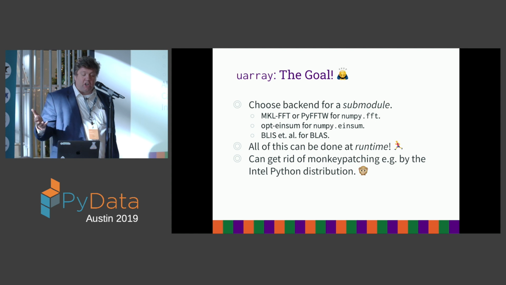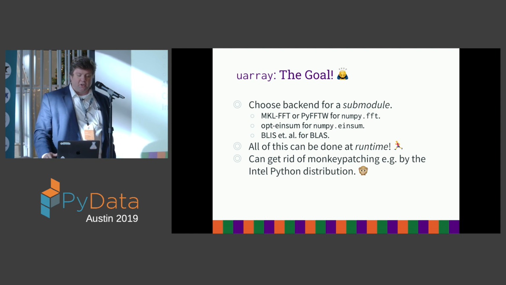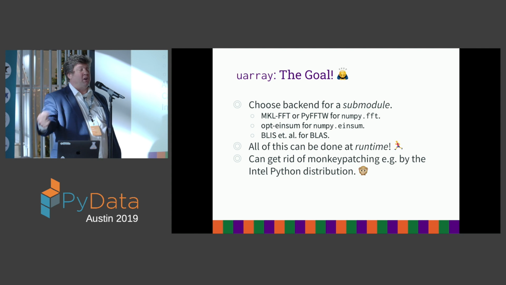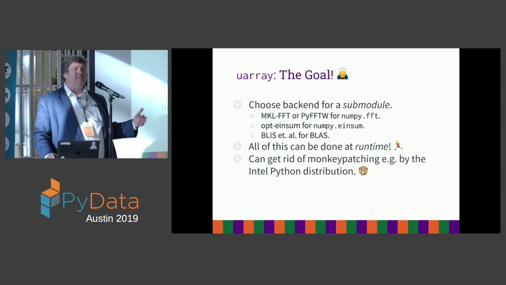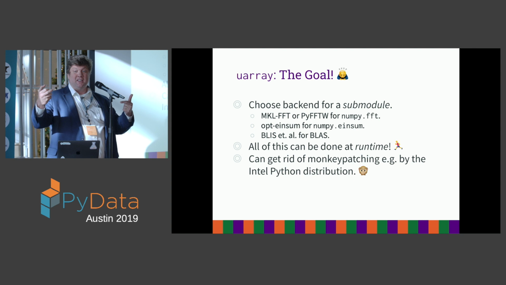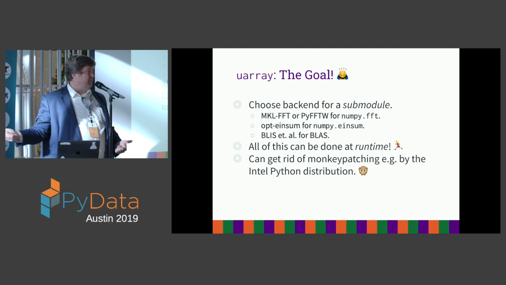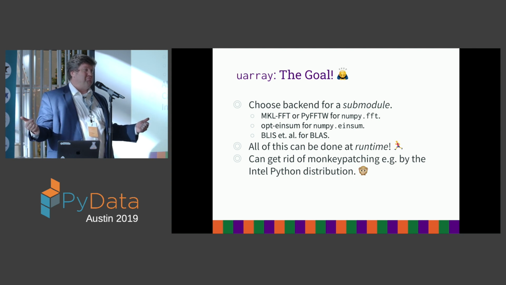Currently, you can also choose a backend for a submodule. Like if you have NumPy FFT or NumPy einsum, you can choose a particular runtime for that module, and you can change that. And it can all be done at runtime. And this isn't done by monkey patching. I don't know if you know what that term is. Monkey patching is the idea that Python's so generic, you can just go get the object and assign the attributes to something else at runtime. And you can do that.